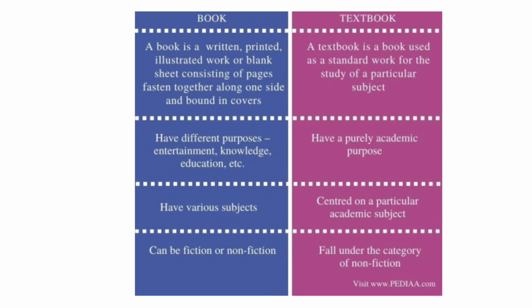Books are written for the purpose of illustrated work or blank sheets consisting of pages fastened together along one side and bound in covers. On the other hand, a textbook is a book used as a standard work for the study of a particular subject. While using a book, one has different purposes: entertainment, knowledge, education, etc. But a textbook has a purely academic purpose.